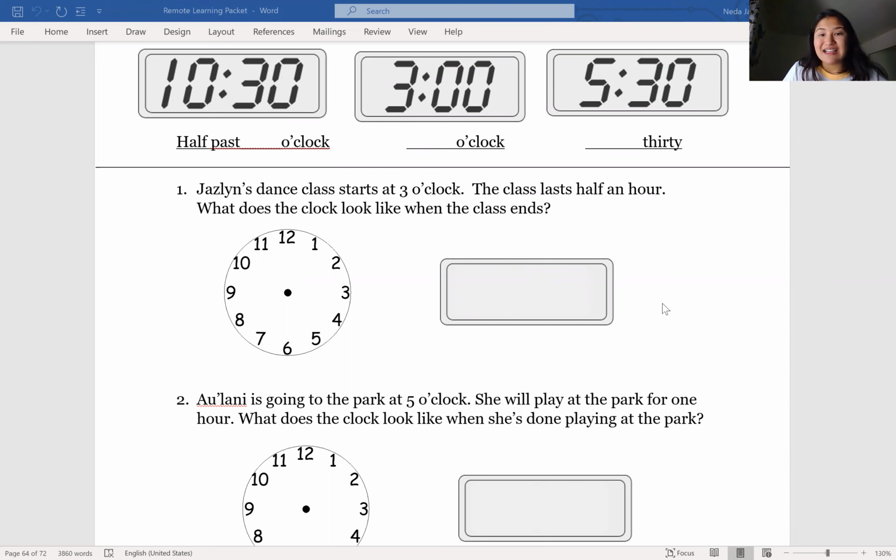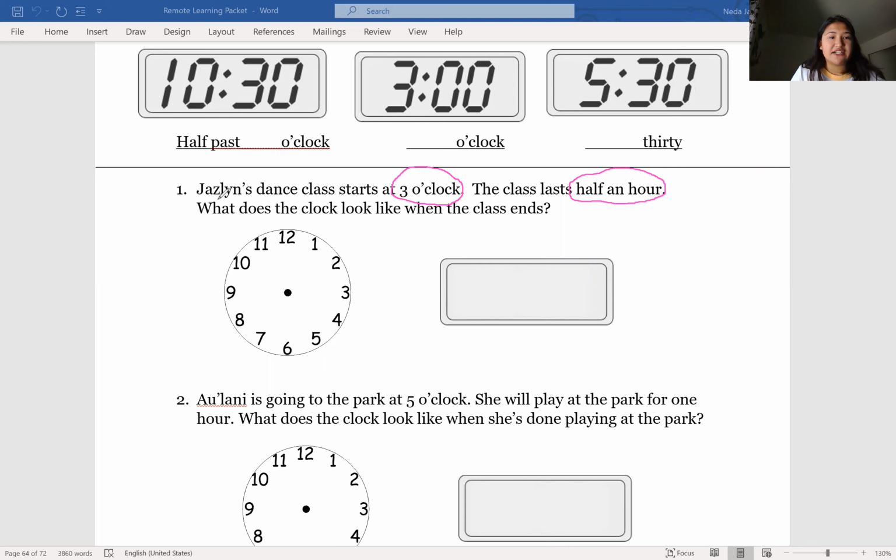Remember that. This is a different type of word problem that we have never seen before, so I'm going to mark it up with you. I'm going to circle 3 o'clock because that is important to my word problem. Let's keep reading. The class lasts half an hour. So half an hour tells us about how much time has passed. That's important for our word problem. Go ahead and circle it on your page now.